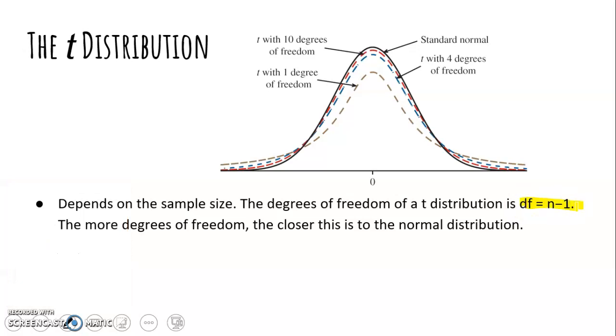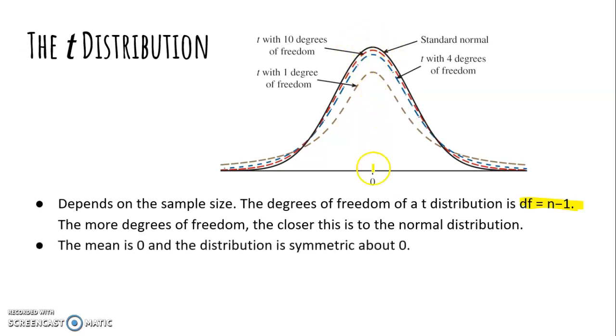Here is a formula you need to know for degrees of freedom. Degrees of freedom is n minus 1. I'm sorry, let me repeat that. Degrees of freedom is n minus 1. You take your sample size. If we had a sample size of 10, the degrees of freedom would be 9. If you have a sample size of 20, degrees of freedom is 19. If you have a sample size of 35, your degrees of freedom is 34. So again, the more degrees of freedom you have, the closer to the normal distribution your T distribution becomes.